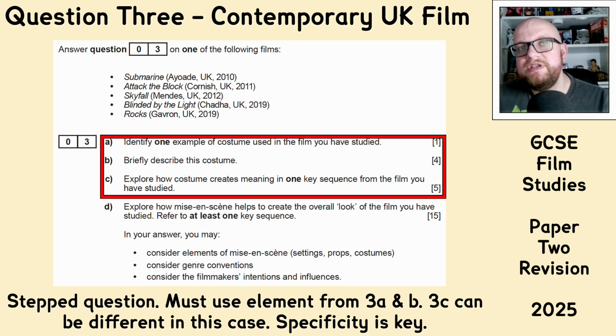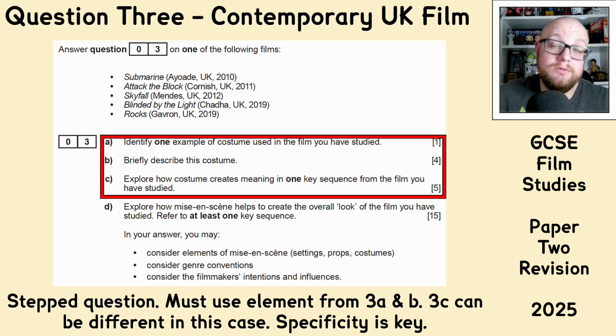And then 3B, briefly describe the costume. You need to still be talking about the same costume. That sounds really obvious and it sounds patronising, but it can trip students up. Students do tend to try and talk about something else, but unfortunately you'll get that wrong if you do that. 3C, explore how costume creates meaning in one key sequence from the film that you've studied.